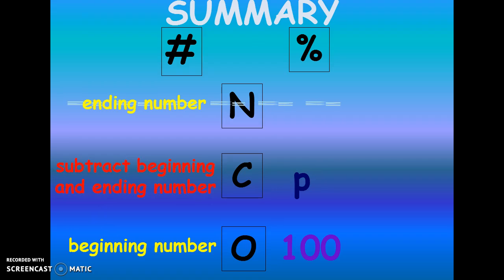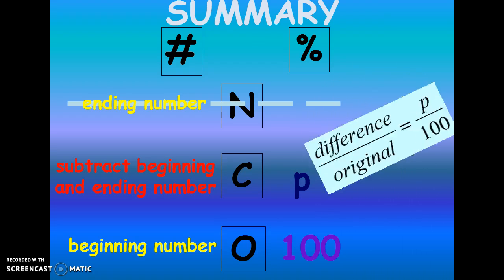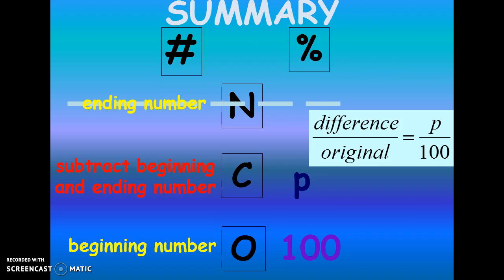Keeping in mind, you always do big number minus small. Cross out that top row because there's nothing on the right side. And our resulting proportion is the difference over the original equals P over 100. And that concludes our lesson on percent change.